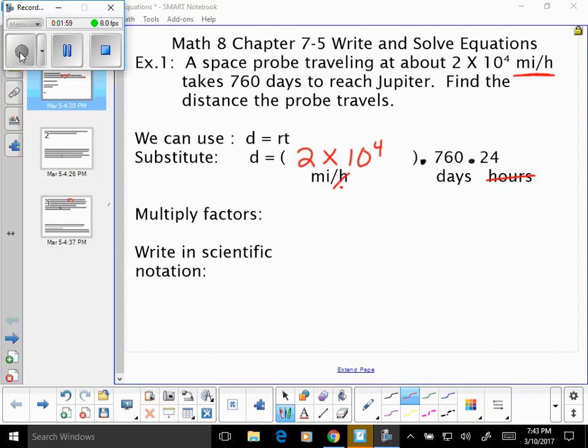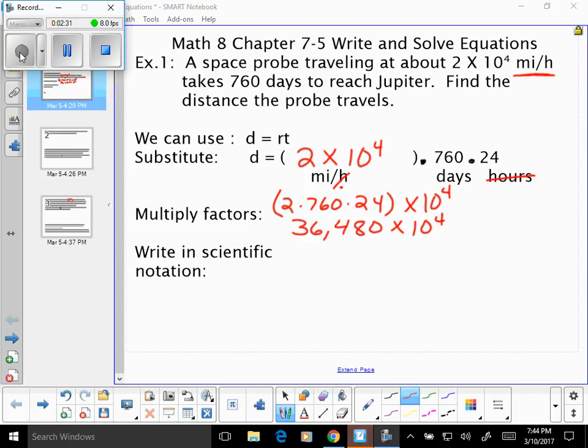What we do is multiply the 2 times 760 times 24. So 2 times 760 times 24. I'm going to put it in parentheses. And then we still have our times 10 to the fourth. Now if you roll 2 times 760 times 24 into a calculator, you're going to come up with 36,480 times 10 to the fourth.